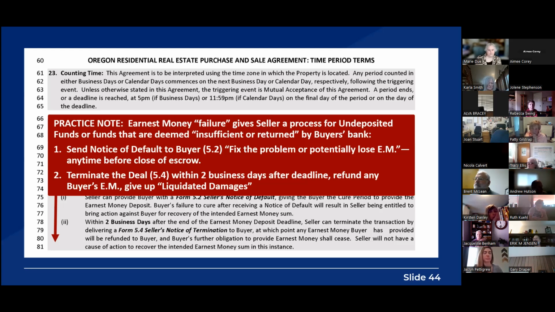You'll notice that within 2 business days of the earnest money, seller can terminate the transaction by delivering a Form 5.4 seller's notice of termination to buyer, at which point any earnest money buyer has provided will be refunded to the buyer. So, if the buyer has not gotten the earnest money there, or there's a problem, the seller can go in and give them the opportunity, in this case 2 business days, to fix the problem, or terminate the deal.